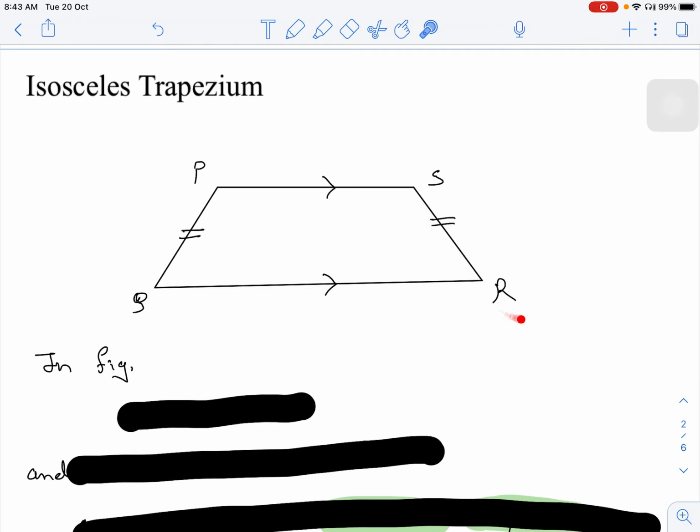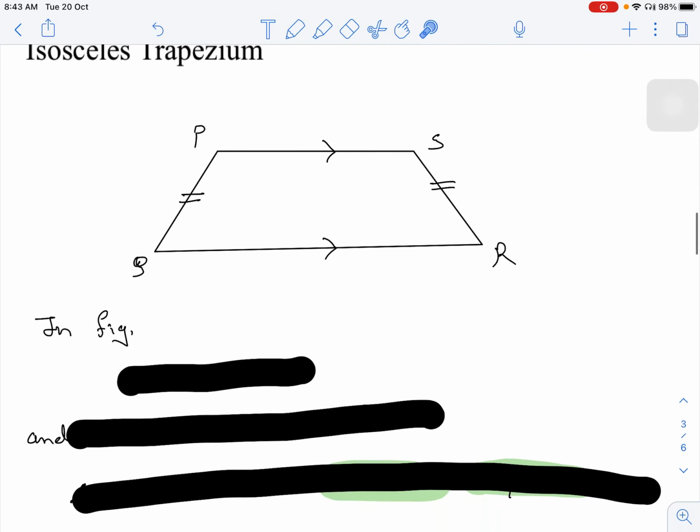So this PQ and SR, these both are non-parallel sides, and these both are also equal. So such a trapezium in which the non-parallel sides are equal to each other, such a trapezium is known as isosceles trapezium. Okay, so here in this figure, what can we say?